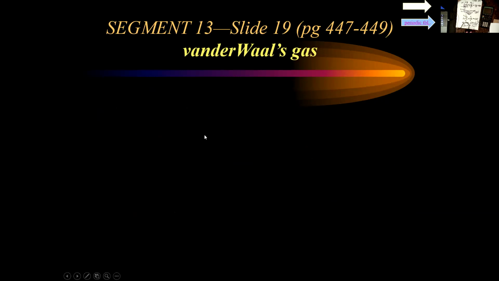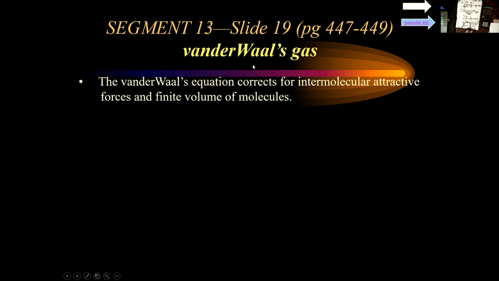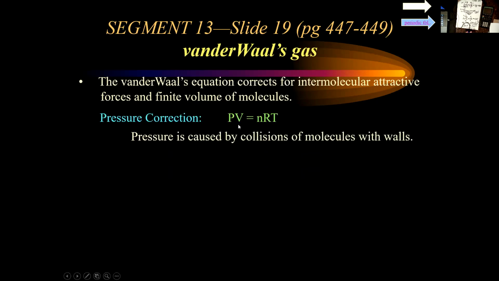Now we can take those two ideas and fix the ideal gas equation to make it predict the correct behavior of real gases. It's called the van der Waals equation. What it does is it makes corrections for both of those two forces. It's going to correct the pressure because, as we increase the pressure, we're going to get the molecules close enough together that they're going to start attracting each other. So we need a pressure correction for that to happen.